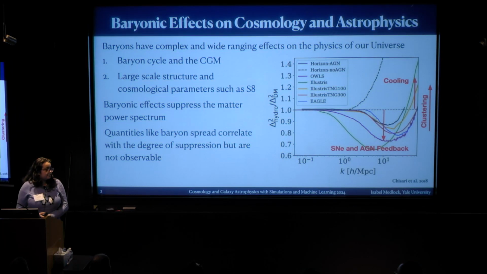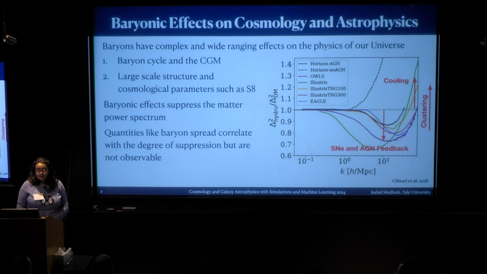Daisuke already gave a lot of the motivation for this talk, but basically baryons, as we all know, have complex and wide-ranging effects on the physics of our universe. If we look at the plot on the right, which shows the ratio of the matter power spectrum of a hydro simulation versus that of the corresponding dark matter only simulation, because of baryonic effects we see suppression at various scales.